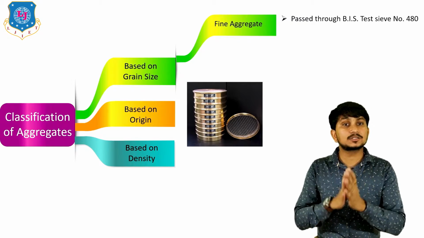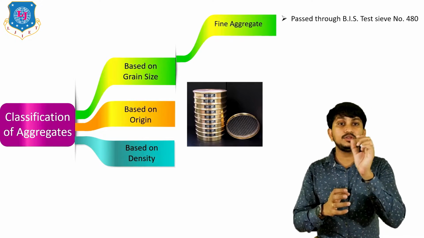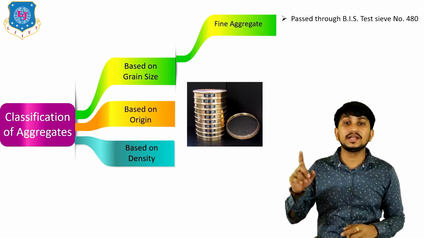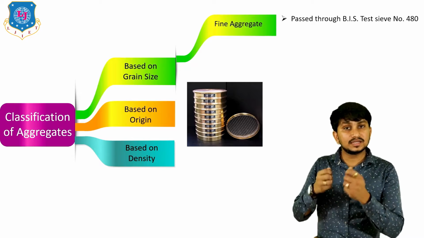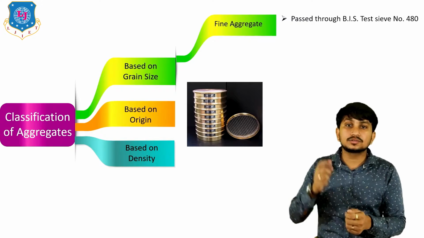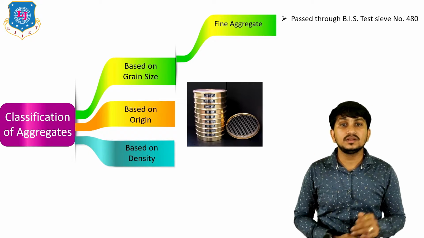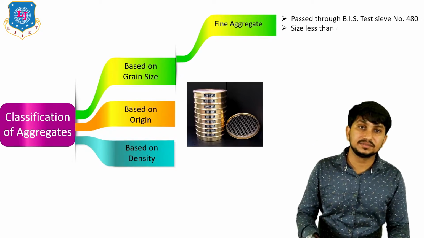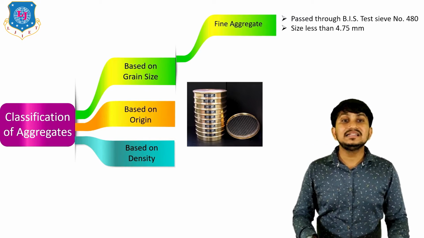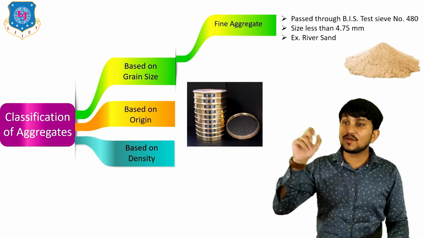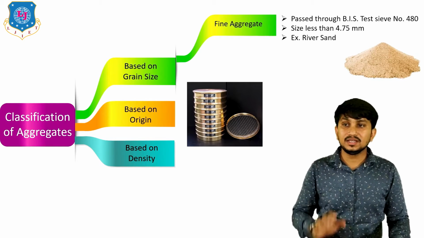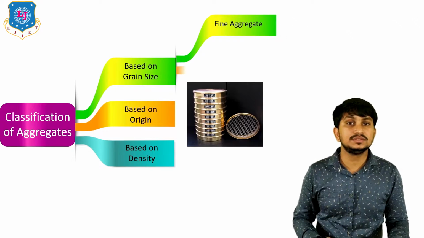The aggregate which passes through BIS, Bureau of Indian Standards, test sieve number 480. If the aggregates pass through this 480 number sieve, then it is called fine aggregate. Its size is less than 4.75 mm. The example of fine aggregate is river sand. This is a figure of river sand.